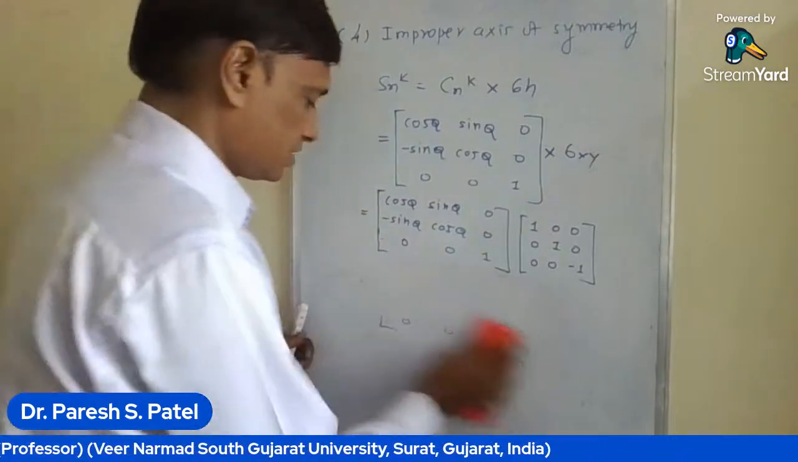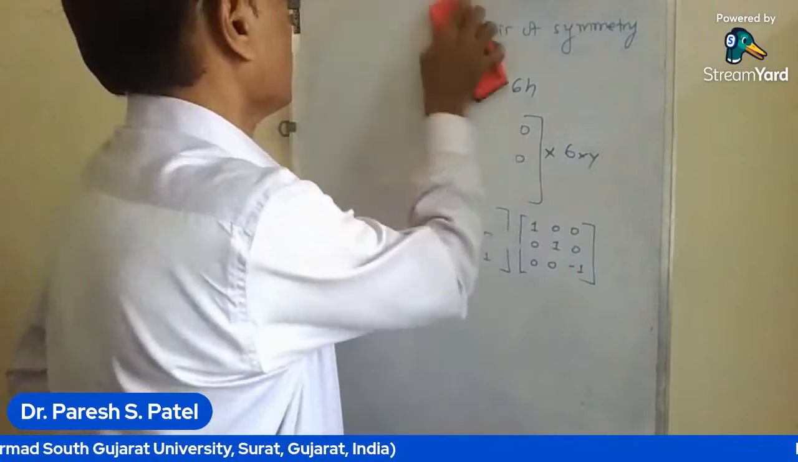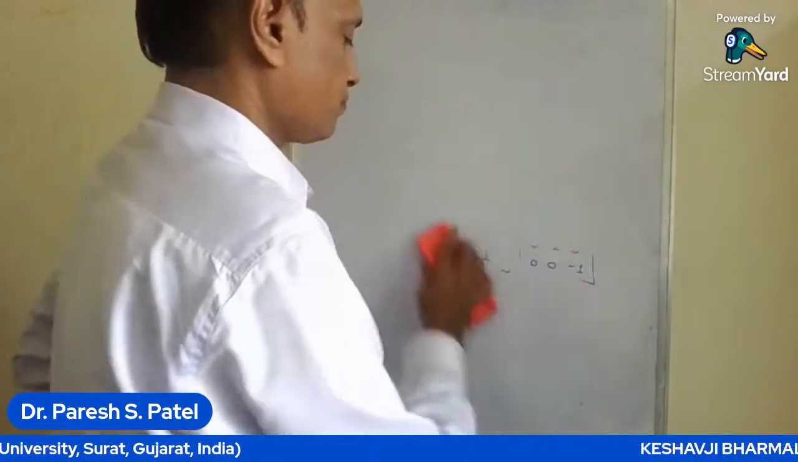The last one is matrix representations for center of symmetry.